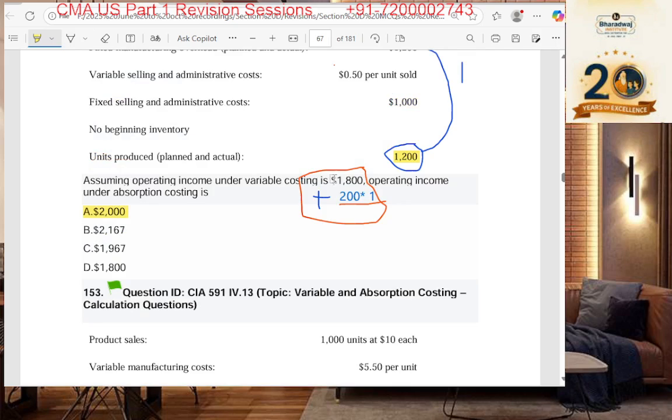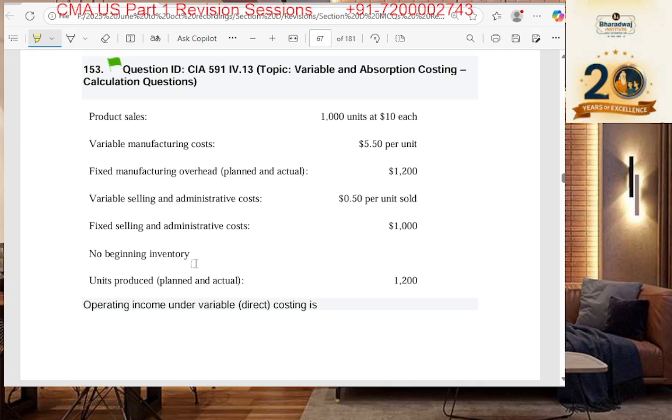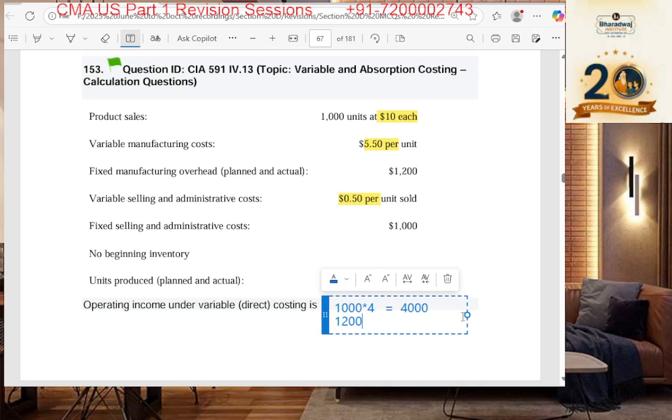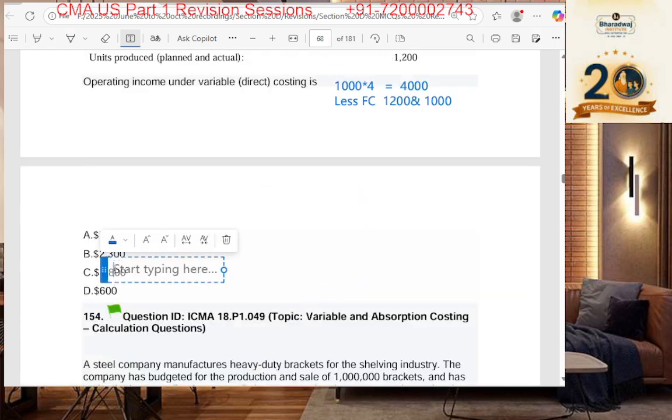Last question answer 1800, but you must work it out correctly. 10 minus 6, will be 4. 1000 into 4, 4000 is your contribution. 4000 minus fixed costs 2200, it will be 1800.